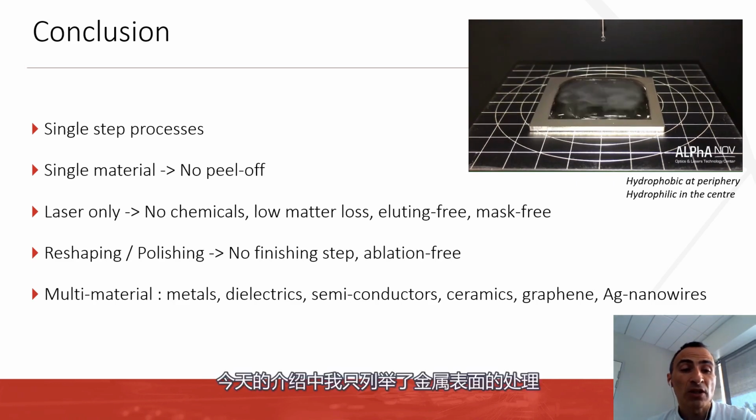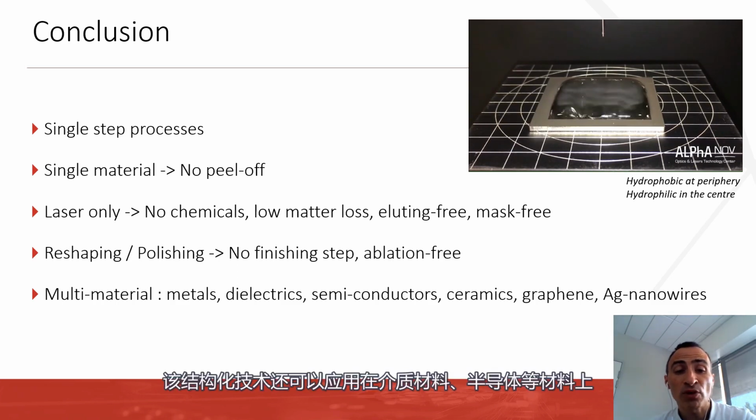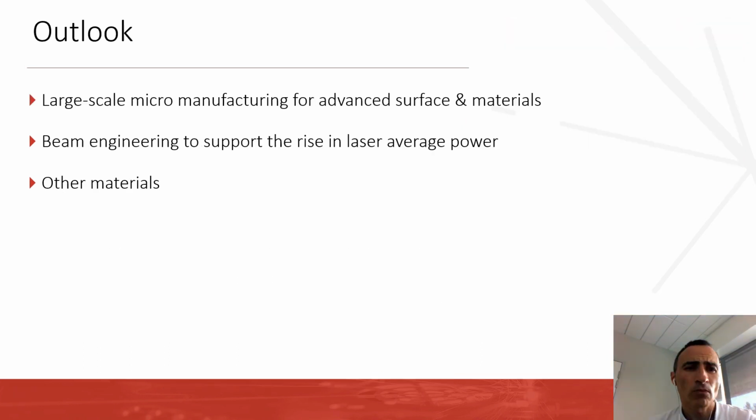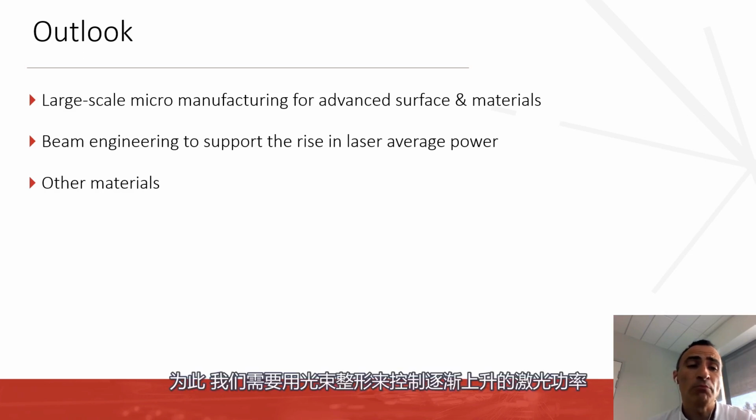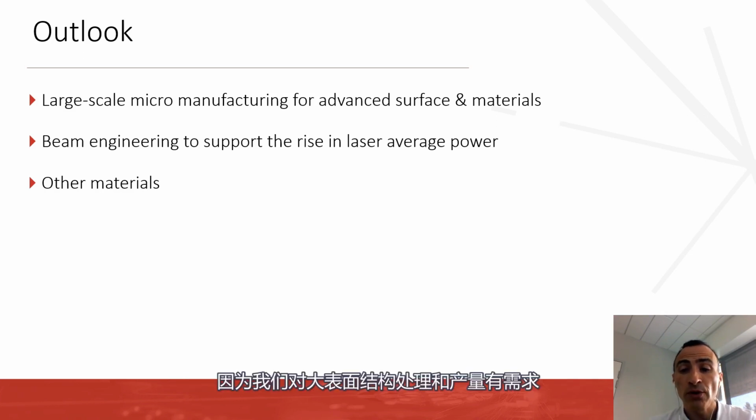Today, I've presented some examples on metals, but it's possible to produce the same kind of structuration on dielectric materials, on semiconductors, and so on. As an outlook, the point today is to produce such structuration at a large scale for micro manufacturing, in order to introduce advanced surfaces, advanced materials. For that, we need beam engineering to support the rise in average power, since we need to produce such structuration with a high throughput and on large surfaces.